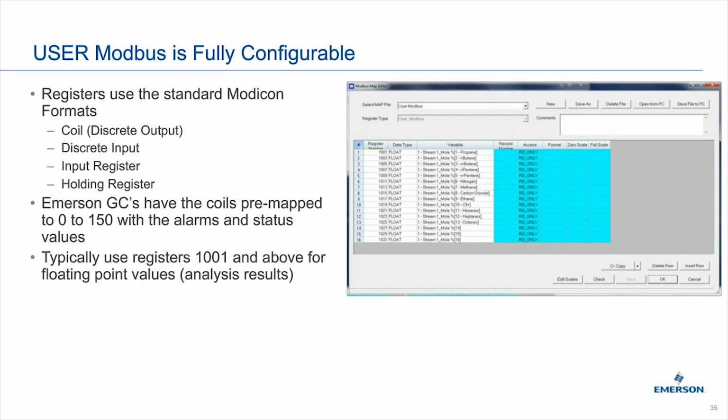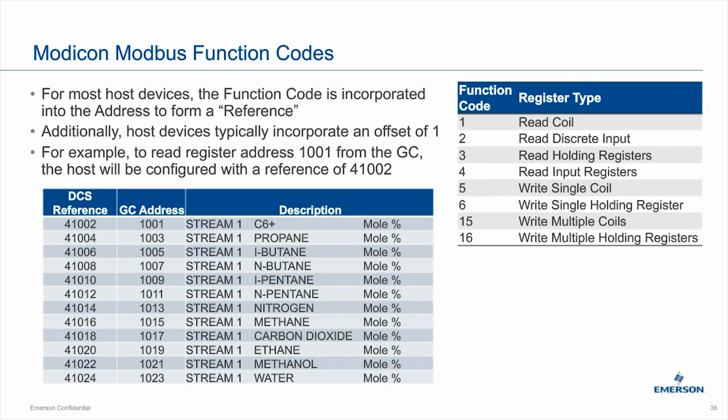Now we'll move on to user Modbus. User Modbus is fully configurable. It uses the standard Modicon formats. We do pre-map the coils 0 to 150 with the alarms and status values, and we typically use registers 1001 and above for floating point values for the analysis results.